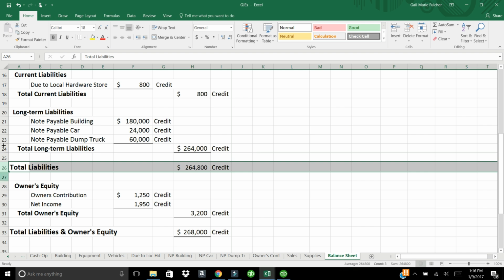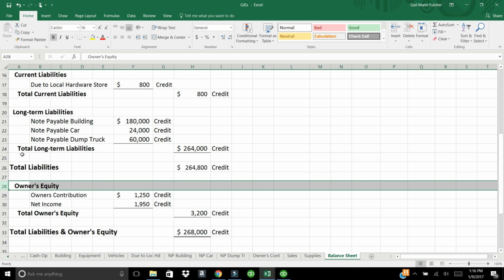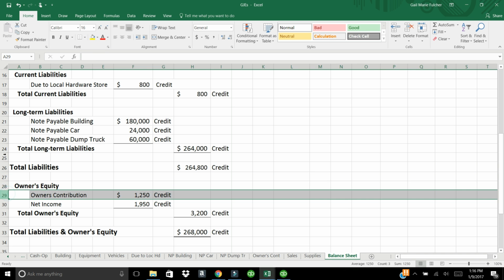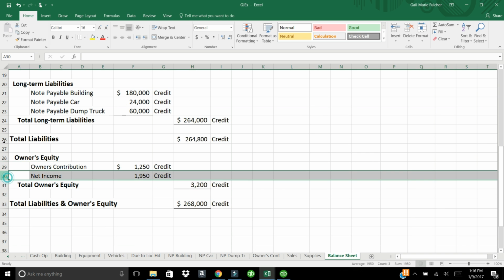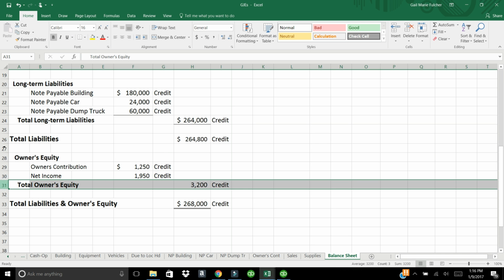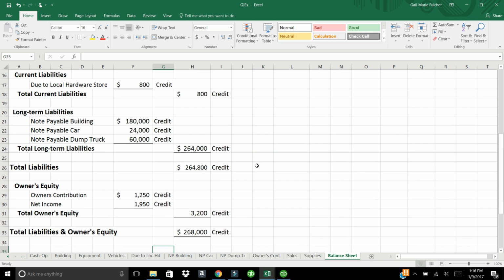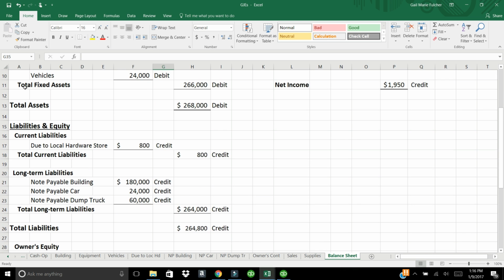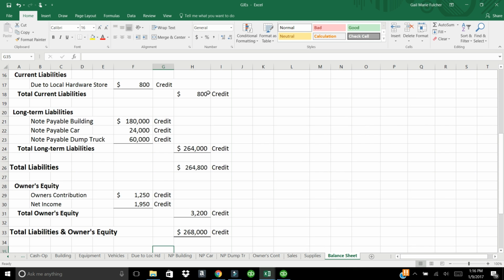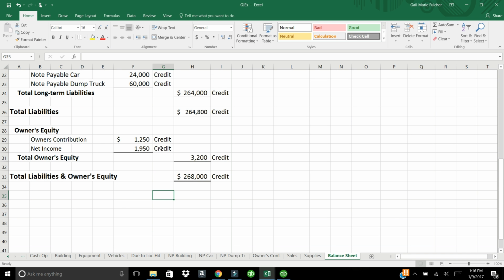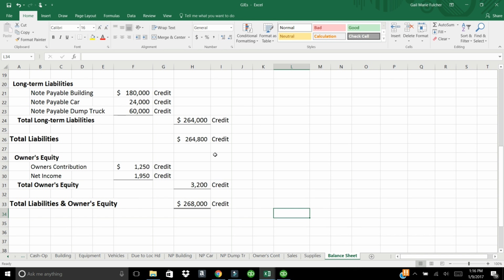$264,800. And we come to the owner's equity section. The owner's contribution is $1,250. The net income is $1,950, which flowed through from the income statement. We'll go right there in just a second. So the total owner's equity is $3,200, giving us total liabilities and owner's equity of $286,000. That is exactly what we have up here in total assets. These are $268,000 debit balances, and this is a total of $268,000 in credit balances.